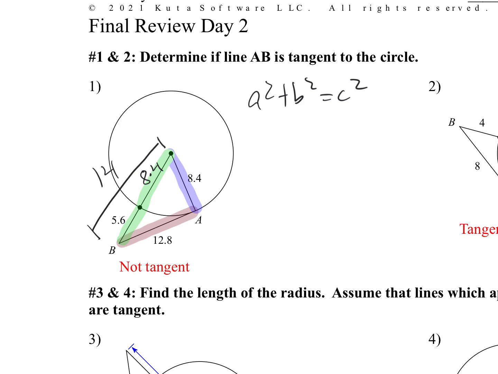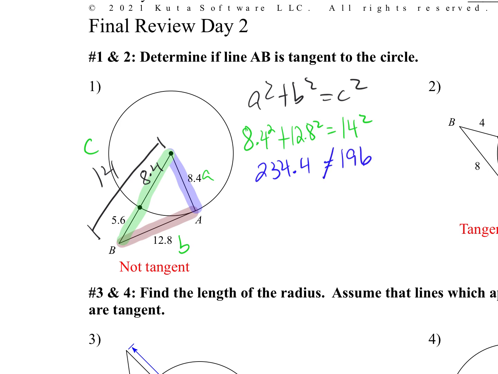All right. So which one is my C? 14. And then the other two are A and B. So I'll plug it in. 8.4 squared plus 12.8 squared equals 14 squared. So 234.4 on this side. And 14 squared is 196, right? Do those equal each other? No. Put a slash through the equal sign. Those do not equal, so they're not tangent.